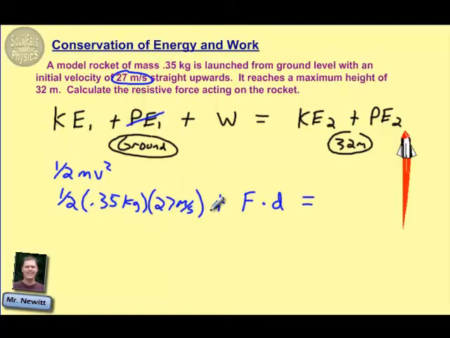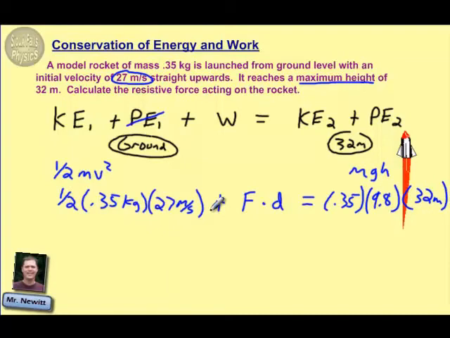And then that is going to have to equal, on the right side of the equation, when we reach that 32 meter mark, they do tell us that is the maximum height of the rocket. So we can assume at that maximum height that the rocket instantaneously stops moving and has no velocity. So in that case, I have zero kinetic energy. So the only thing I have to worry about here is my potential energy, which is mgh. So 0.35 is the mass times 9.8 times the height of 32 meters. Okay?